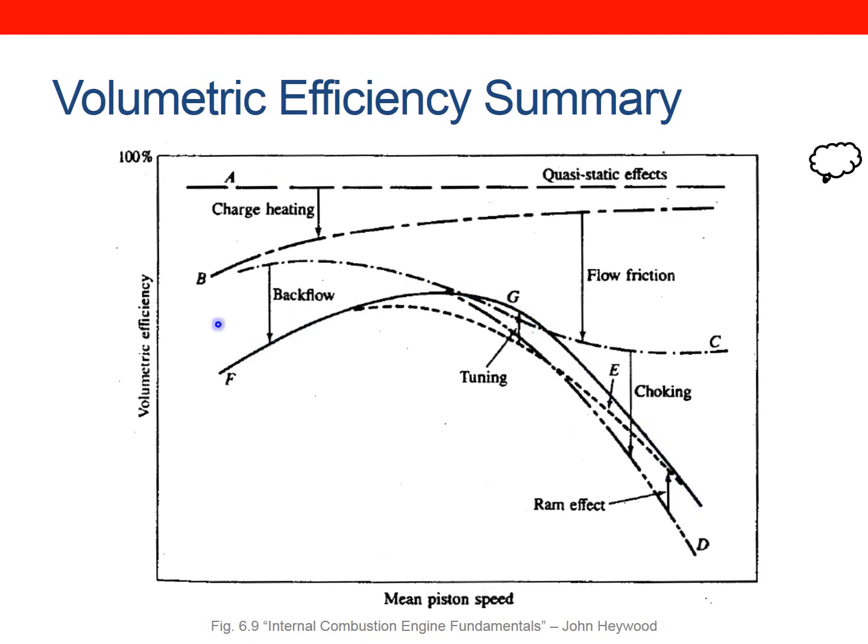Because of all these competing effects, because of charge heating, sorry, I didn't mention backflow. So at very low speeds, because the pressure in the intake manifold will actually be lower than the pressure in the cylinder, you actually get flow going back out. But because of all these effects, tuning, friction, choking, ram effect, etc., this is what we end up with. So this is why the volumetric efficiency takes on this shape with piston speed, and you can see that this looks very much like the torque and power curves that you get, and that's because, going back to the start, it fundamentally comes down to the amount of air that you can get into a cylinder.